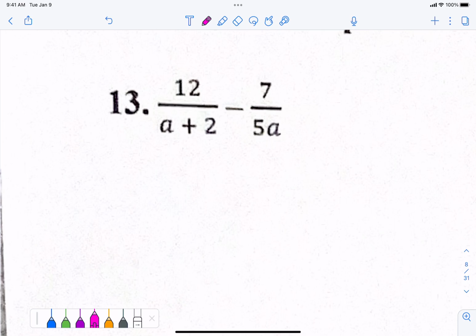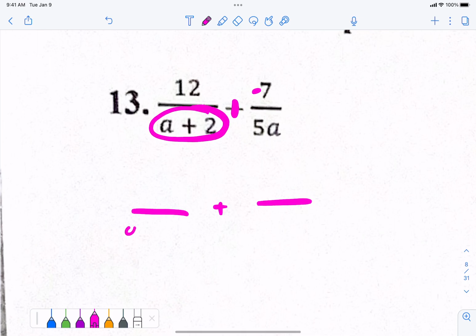Okay. All right, number 13. This is another subtraction one, right? So I'm going to do plus minus 7, right? I'm going to move that negative up there, okay? All right, so I have my 2 pieces, and I need to find my common denominator, or my least common multiple. So I know in my denominator I have to have an a plus 2, right? Okay? So I'm going to put a plus 2, a plus 2.